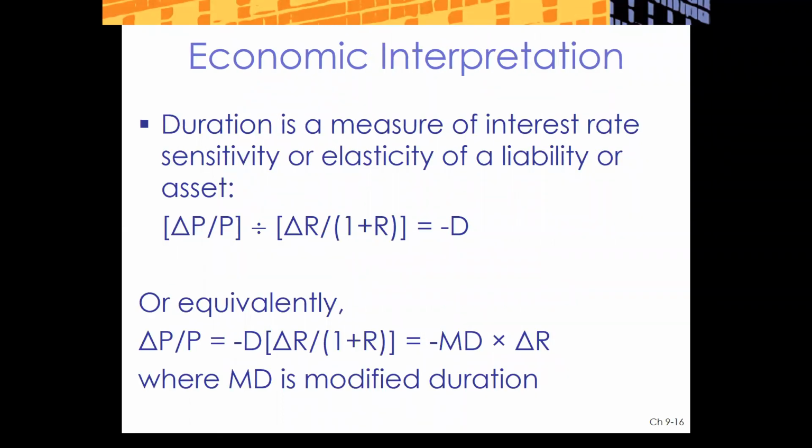So duration is the measure of interest rate sensitivity, or we can say the elasticity of the liability or the asset. Duration is equal to the change in price divided by the interest rate shock, or equivalently, price sensitivity is equal to duration times the relative change in interest rate. If you rearrange it, you come up with modified duration times the change in interest.